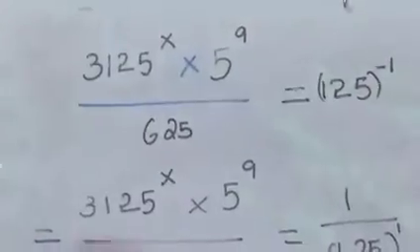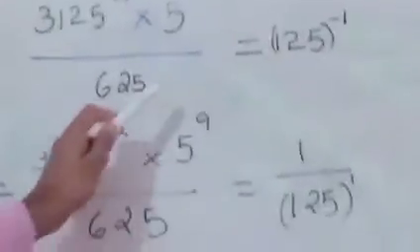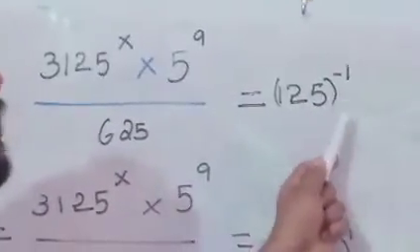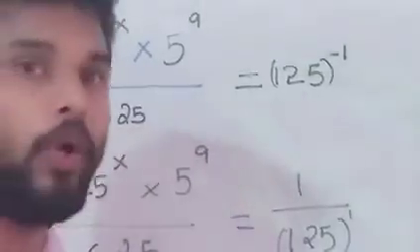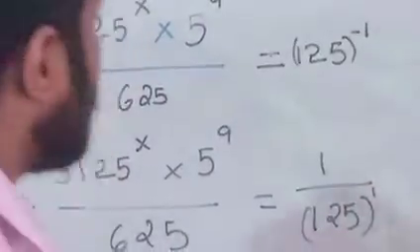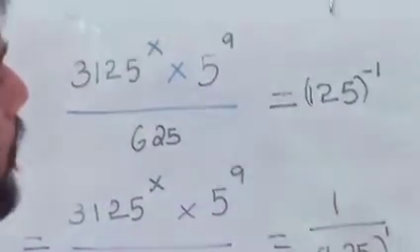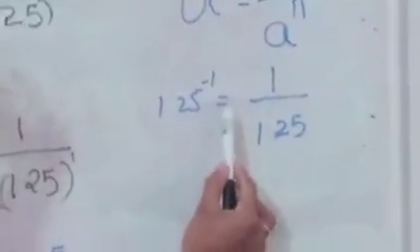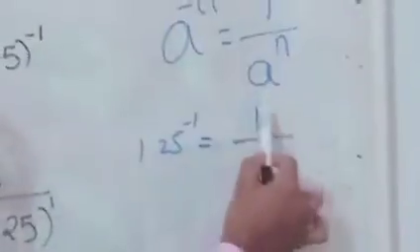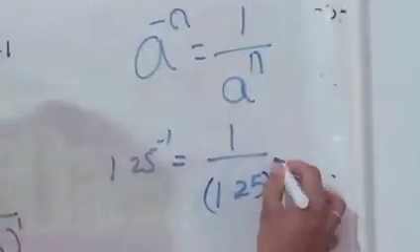3125 whole raised to the power x into 5 raised to the power 9 divided by 625, which is equal to 125 whole raised to the power minus 1. We have to find out the value of x. Now 125 raised to the power minus 1, we can write like this, according to this equation, 1 by 125 raised to the power 1. Understood? We can write like that.